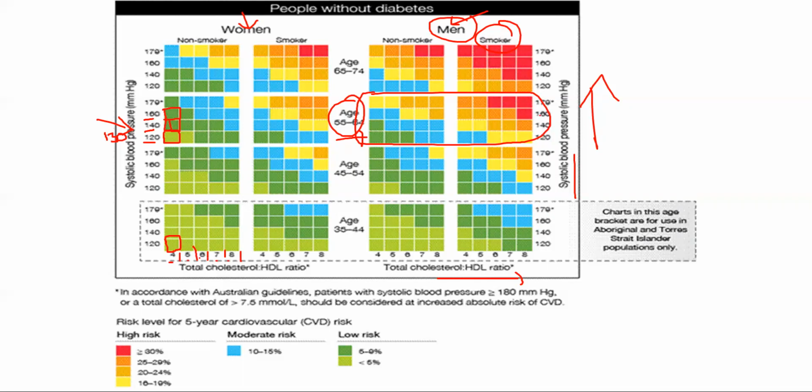So plot 160 in here. So 160 is here, right? So 160 will fall in this area, obviously. Then you go to the cholesterol HDL ratio. You know that it's 8. So 8 means it will fall here. So you go up and you meet here, right? So this is the red box where our patient falls.